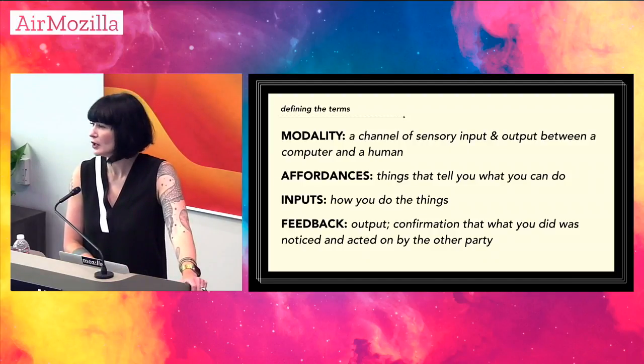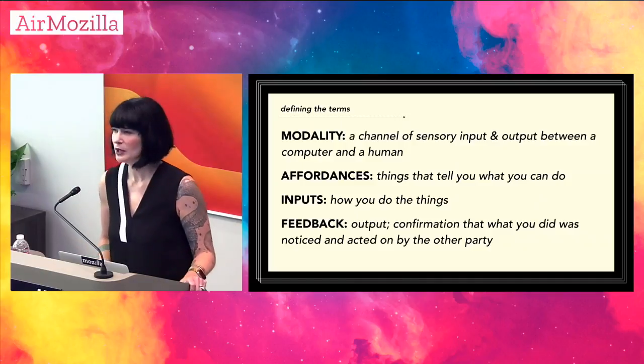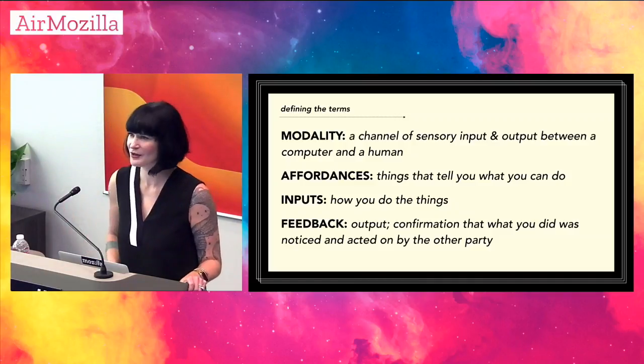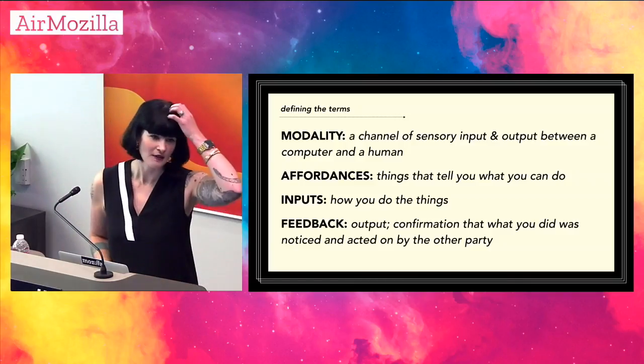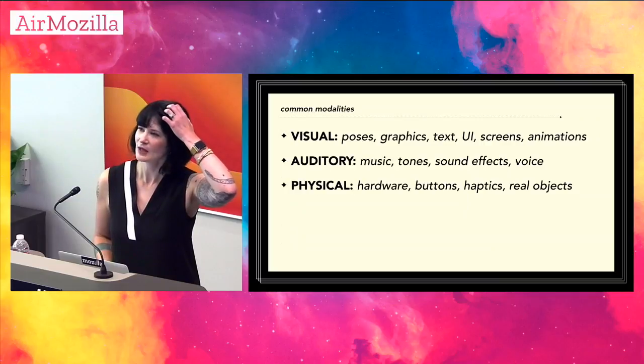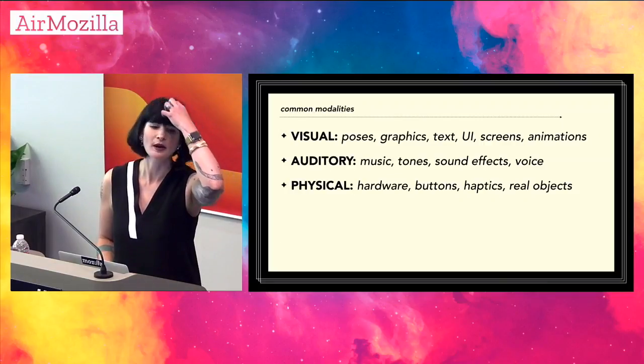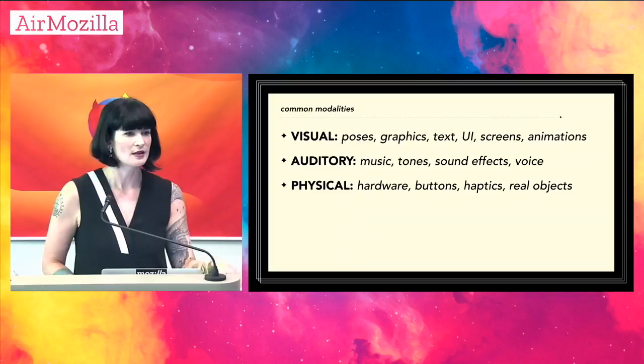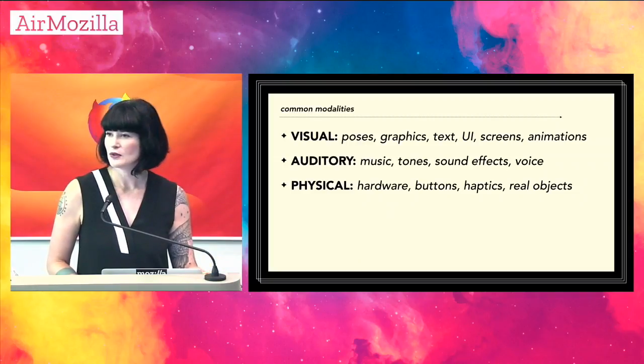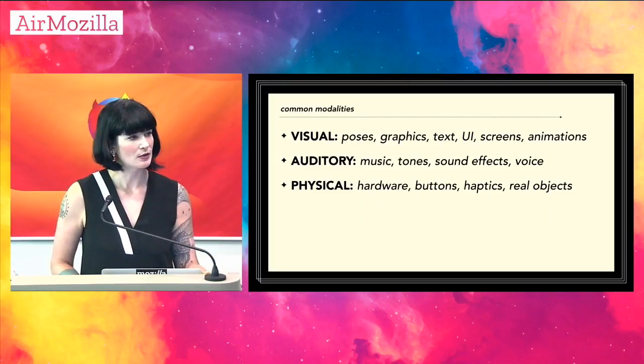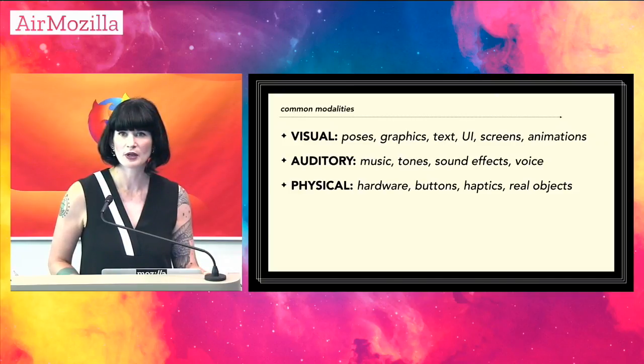Affordances are how you know what you can do. Inputs is how you do it, the way that you interact with the computer. And the feedback is obviously the confirmation. So visual: poses, graphics, text, UI, animations, and screens. These are all the ways that we interact, certainly with our phones and our iPads, a little bit less so with our computer where we have more physical feedback, but visual is the big one.